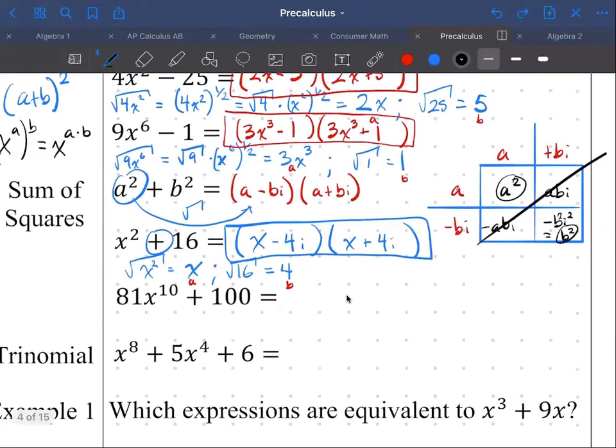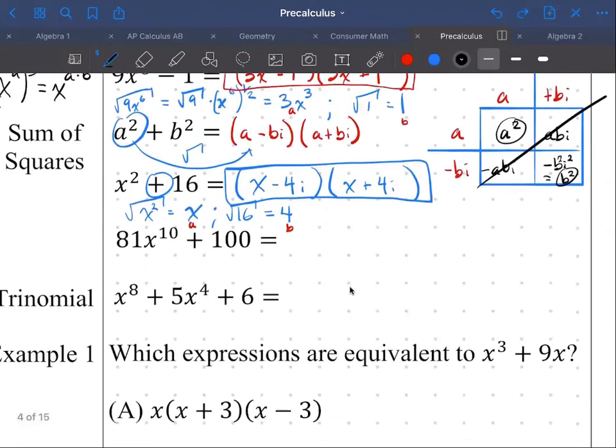Okay, and I think the last person that needs to participate is Leo, and then we can get some more people. Okay, Leo, help us out. We're doing 81 x to the power of 10 plus 100. How do I solve that problem? All right. So I'm trying to factor. I'll help you by giving you the first step.